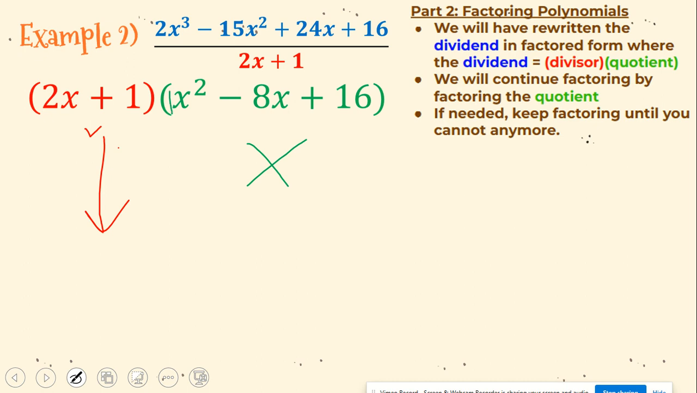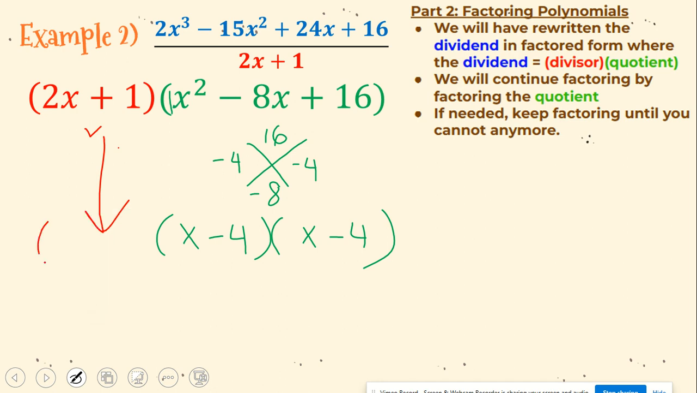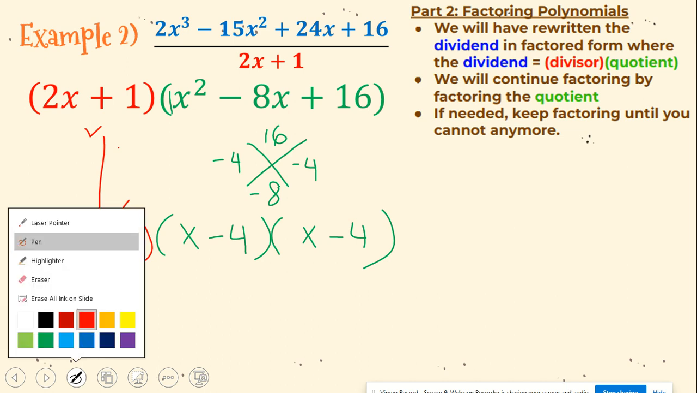This is like 1 times 16. What multiplies to positive 16 but adds up to negative 8? That would be negative 4 times negative 4. Which means this whole quotient can be factored into x minus 4 times x minus 4. Don't forget the 2x plus 1 that we had. It doesn't go away. So this is just 1x, 2x plus 1, it can't be factored anymore.